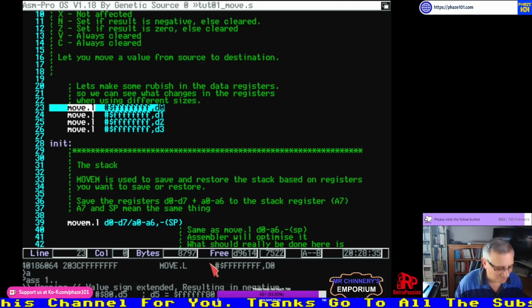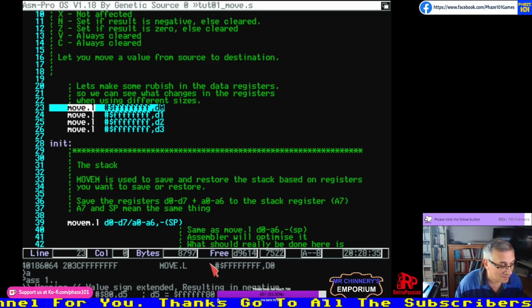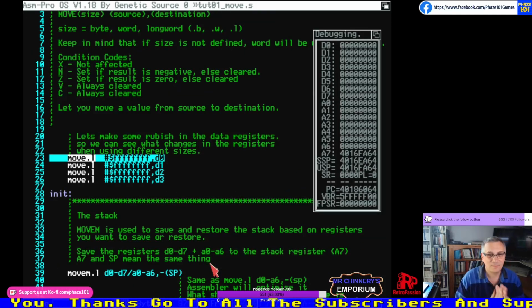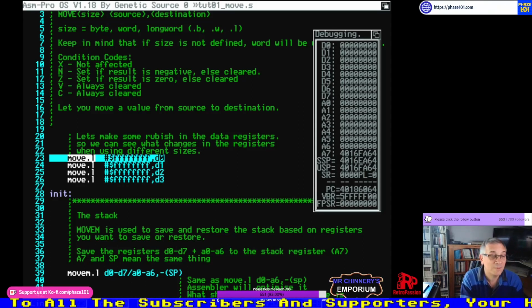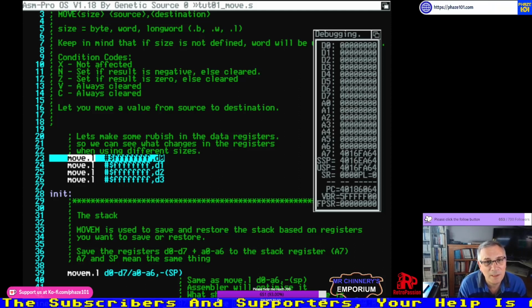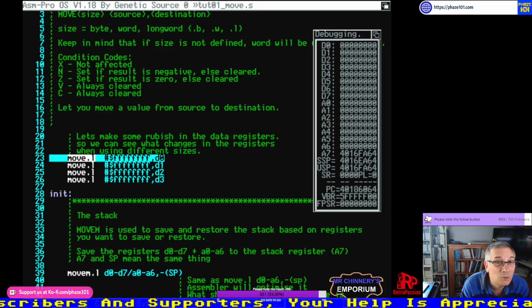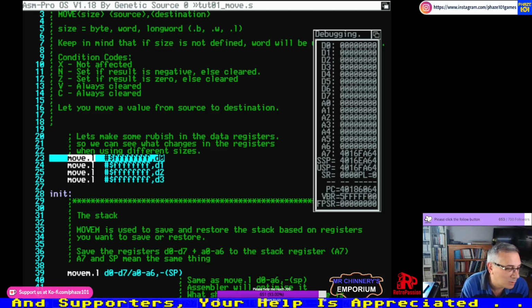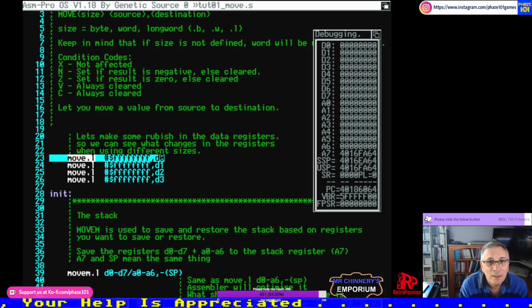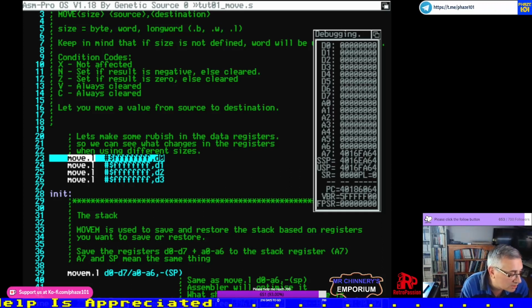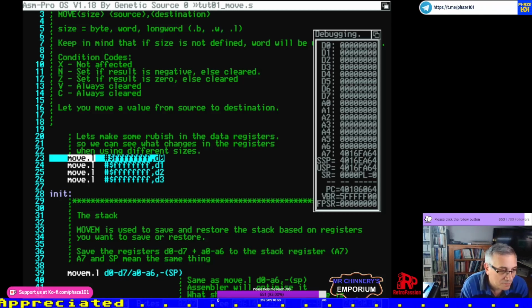So let's go through the tutorial. So first of all, remember that move can do byte, word, and long word, except when it's move quick. If the size is not defined, also remember it's always a word, okay. So I always encourage you to use this size. Don't skip it.